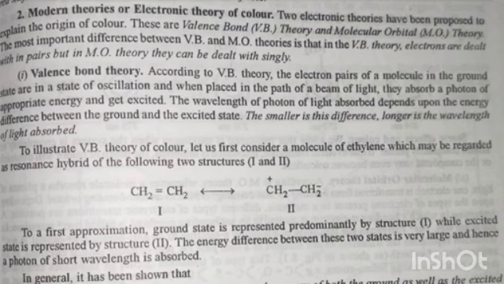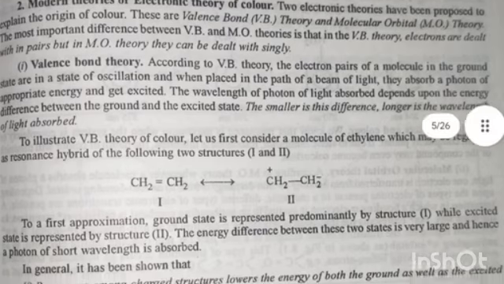Two electronic theories have been proposed to explain the origin of color. These are the valence bond theory and the molecular orbital theory. The most important difference between the valence bond and molecular orbital theories is that in the valence bond theory, electrons are dealt with as pairs, but in MO theory they can be dealt with singly.